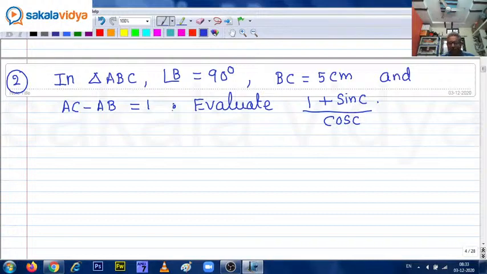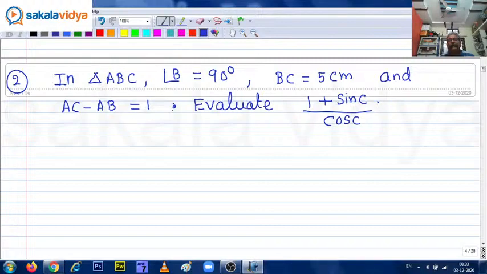First, draw the triangle ABC. Just write down the BC value 5 cm and AC minus AB is there. Apply Pythagoras theorem. Then you will get AB and AC values with the help of AC minus AB.